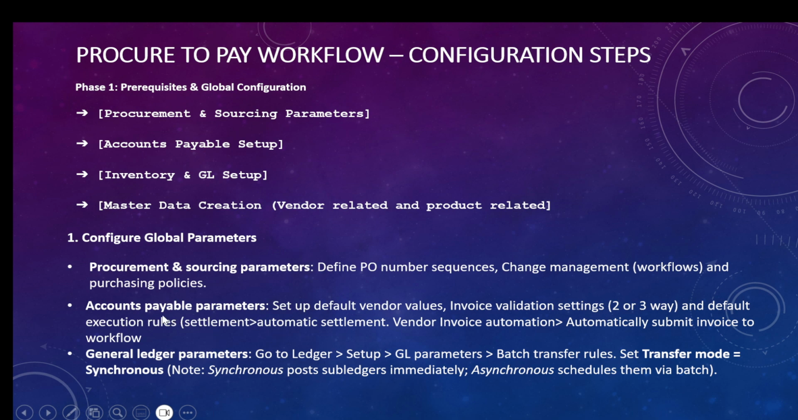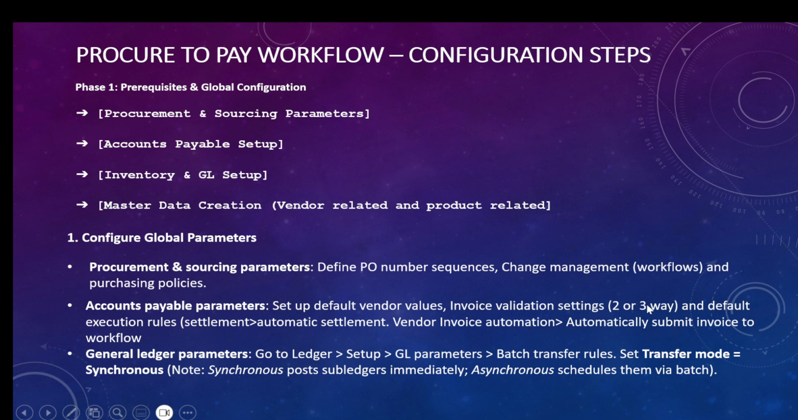Now let's go to the accounts payable module, and we have to do some setups there. Okay. For example, I have to set up the validation rules there, whether we want to do a two-way matching or a three-way matching, and some default execution rules, like whether we have to implement automatic settlement, or implement invoice automation steps likewise.